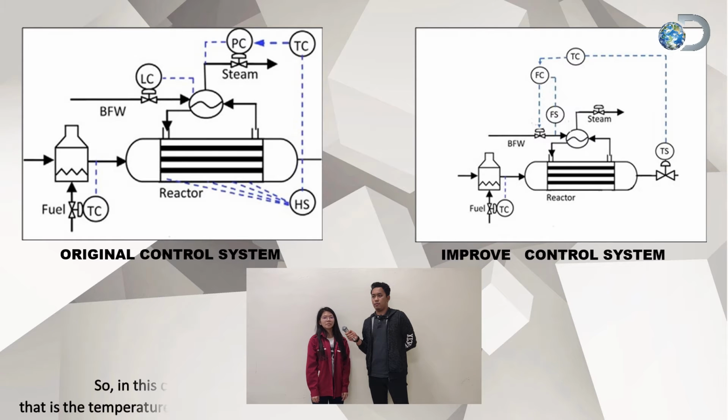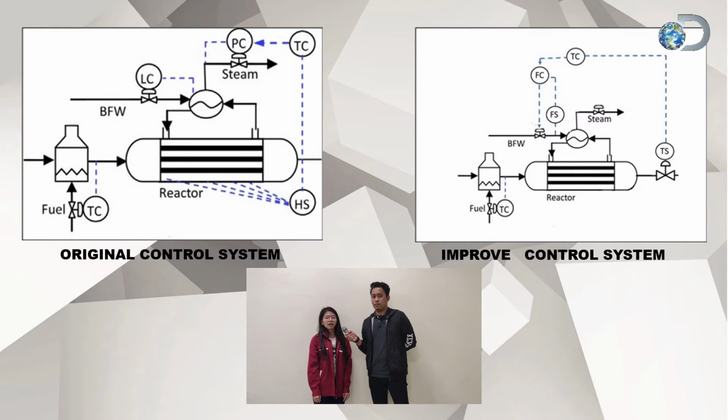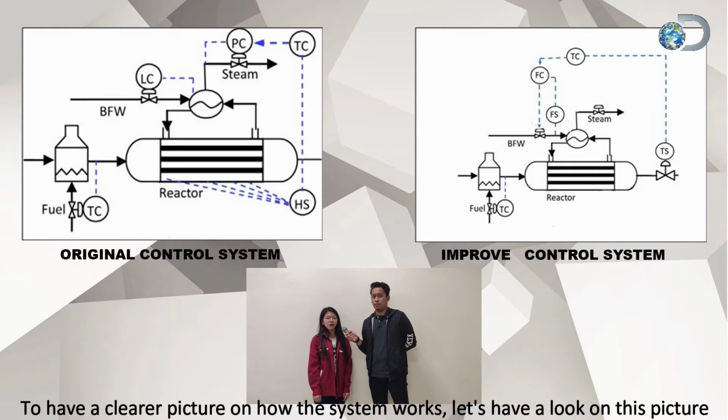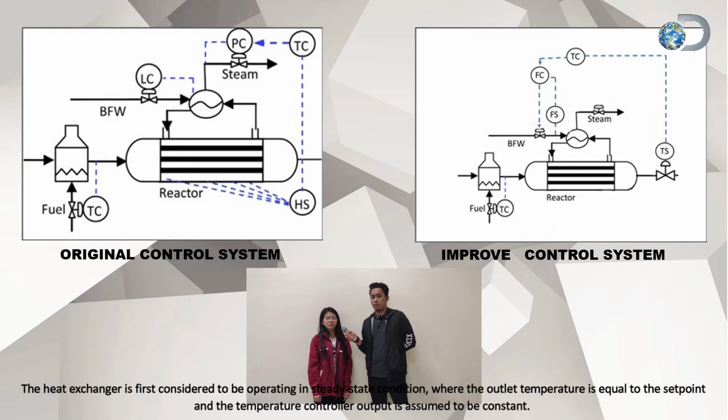By implementing cascade control, the output of the first controller, that is the temperature controller, will be the set point of the second controller, the flow controller. To have a clearer picture of how the system works, let's have a look at this picture. The heat exchanger is first considered to operate in a steady condition, where the temperature is equal to the set point and the temperature controller output is assumed to be constant.